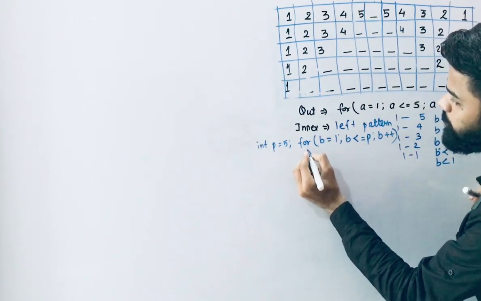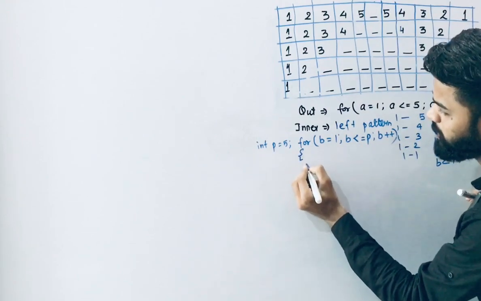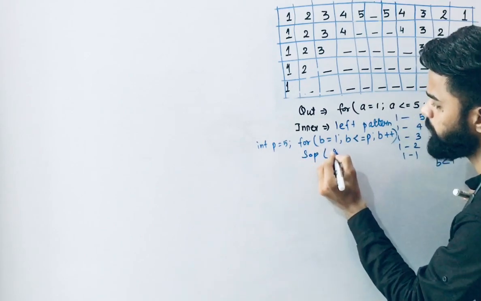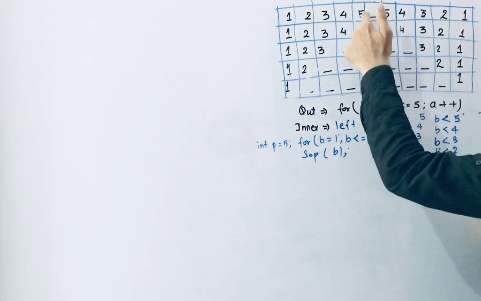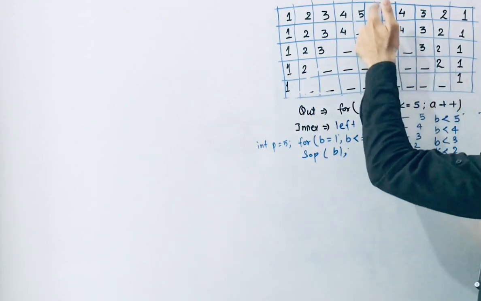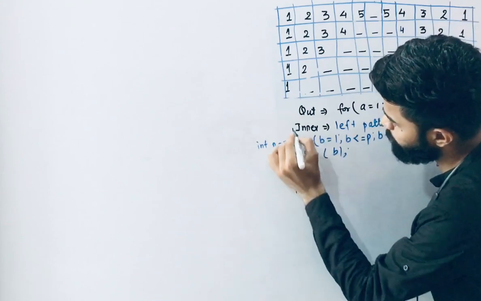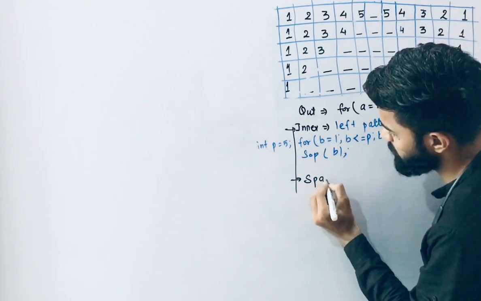And also I'm writing here for b equal to 1, b is less than or equal to p, and then b plus plus, and then in SOP it prints b. Okay, now the inner loop left pattern is completed. Now after this I'm going to print the space pattern. Since it is a part of the inner loop, that's why I'm indicating it in this way, and then I'm writing here space. Clear?